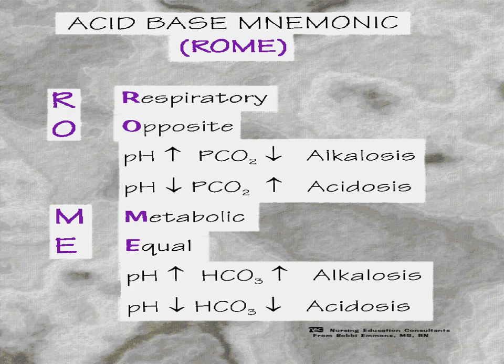So let's look at this picture. You can see here the mnemonic ROME, R-O-M-E. A lot of people like to use this. I think it's an excellent method. I didn't learn this one, but every so often I'll go back to it because it is a really easy way to remember it. RO means respiratory opposite, ME, metabolic equal. So respiratory is always opposite in pH, metabolic is always equal, so your bicarb will always be moving in the same direction as your pH.